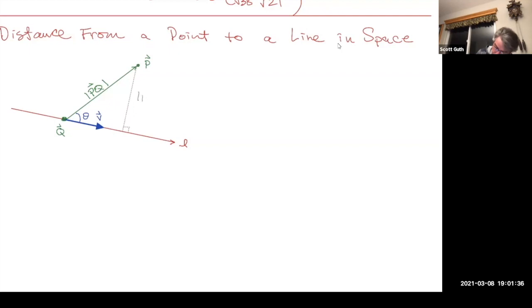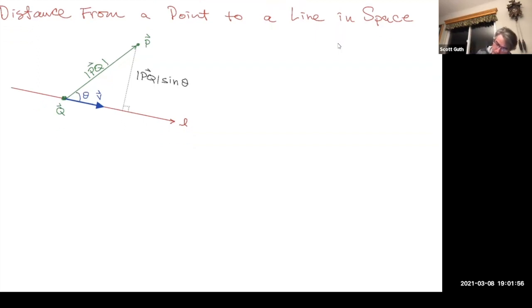Okay, so we need to do the magnitude of PQ. I'm going to do that in a different color. That's not good. So we'll just zoom back. So this would be the magnitude of PQ sine theta, right? And then, so the obvious cross product, so keep in mind here that V is a direction vector. We get that from the line.